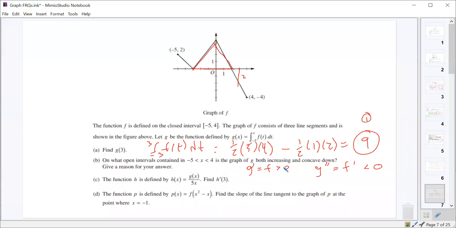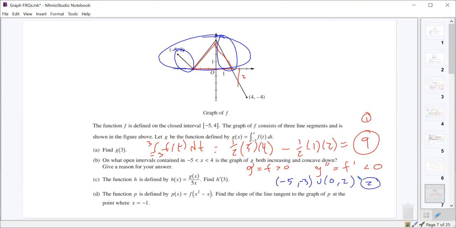So first off, we're looking for when is f positive. Well, when is f positive? F is only positive on those intervals from, what is that, negative 5 to 2. And then when is f prime negative? F prime is negative means that f is decreasing. So that'd be from negative 5 to negative 3 and from 0 to 2. And that was worth 2 points. Good or no?